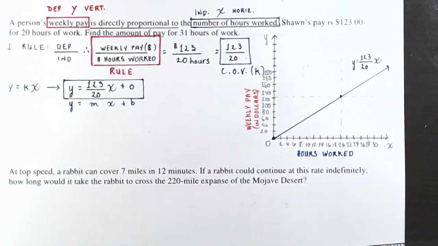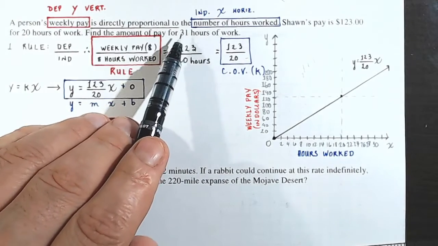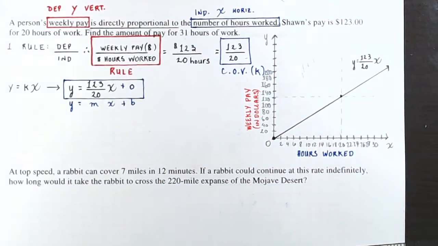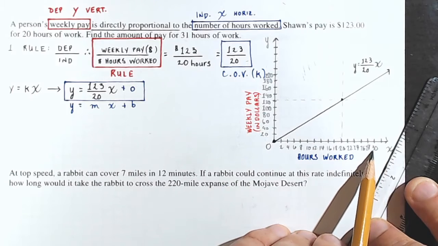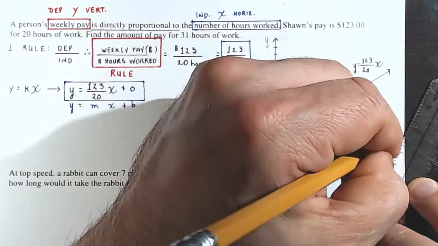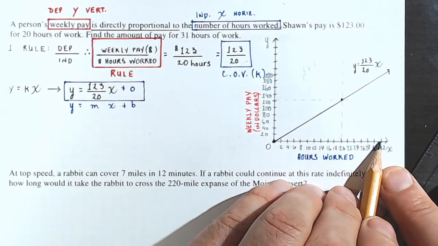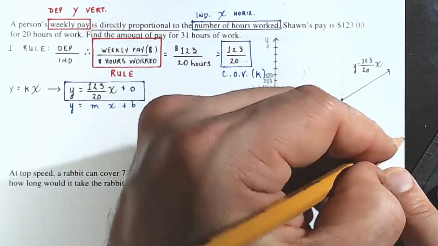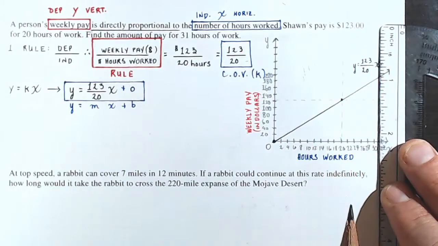Okay, so now what? It wants us to find out what the pay will be for 31 hours of work. So just visually, we can solve this problem by coming over here to where we see 30 hours and then looking just a hair past it, because remember, this is 32. Halfway between 30 and 32 is 31, right? So we position our protractor vertically halfway between 30 and 32.